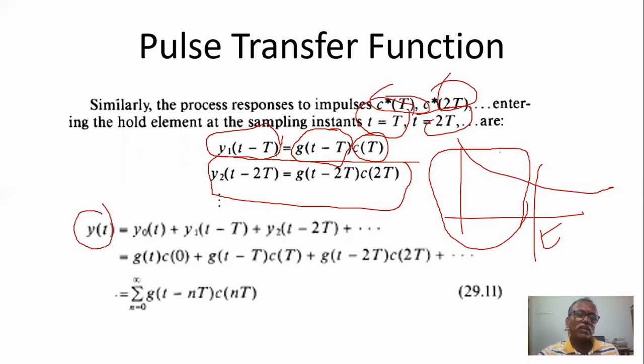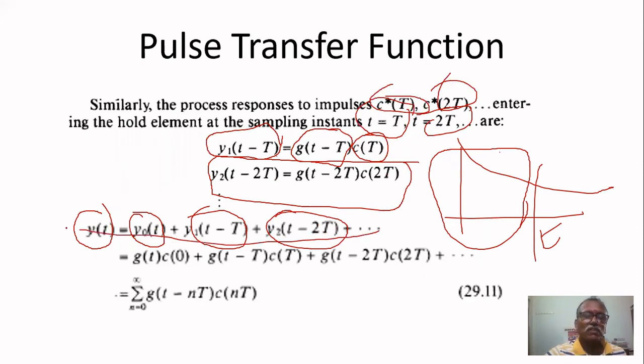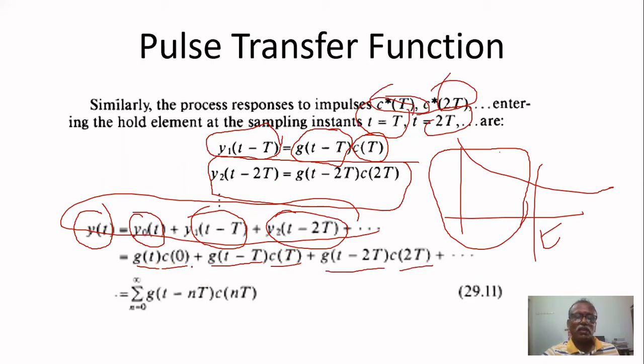That's why y of t equal to y naught of t, y1 of t minus tau, y2 of t minus 2 tau, etc. This y of t is here. So all the responses are added together. All the responses are g of t c naught, g of t minus T c naught, c of T, g of t minus 2T c of 2T. Like that, all responses are added together. Then you will get the final response.